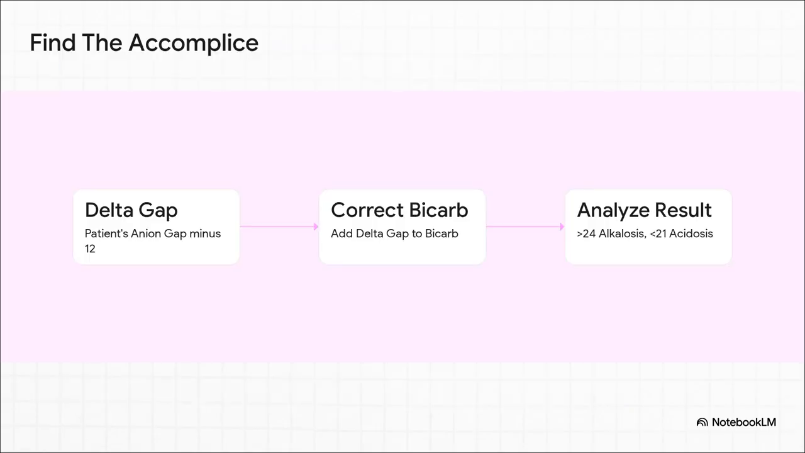If that gap is elevated, we run this exact mathematical sequence to flush out the hidden accomplices. Step 1, find the delta anion gap by taking the patient's gap and subtracting the normal of 12. Step 2, take that extra gap and add it back to the patient's measured bicarb to find the corrected bicarb. And step 3 is the big reveal. If that corrected number is way over 24, surprise, they have an additional hidden alkalosis. If it's under 21, you've got an extra non-gap acidosis.